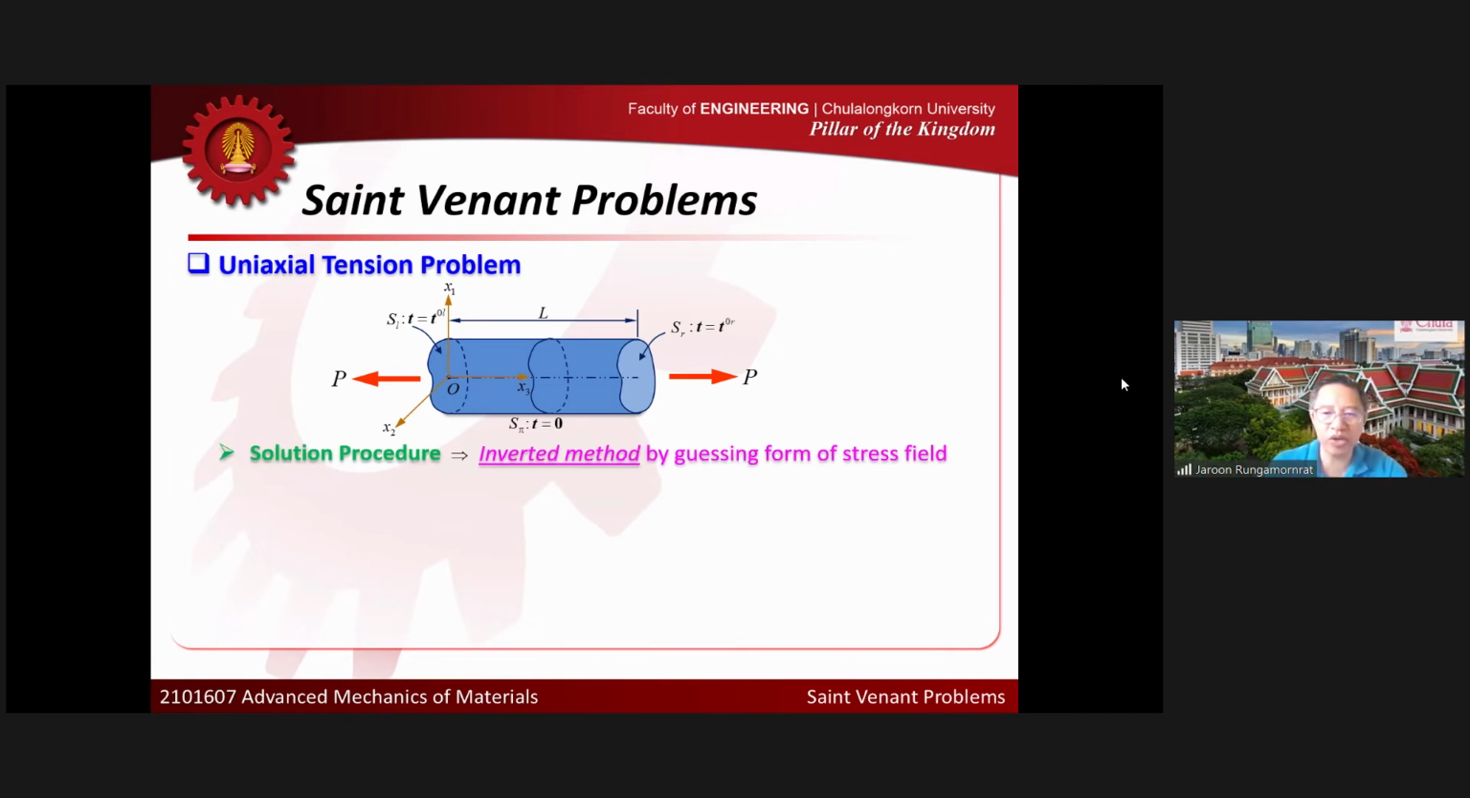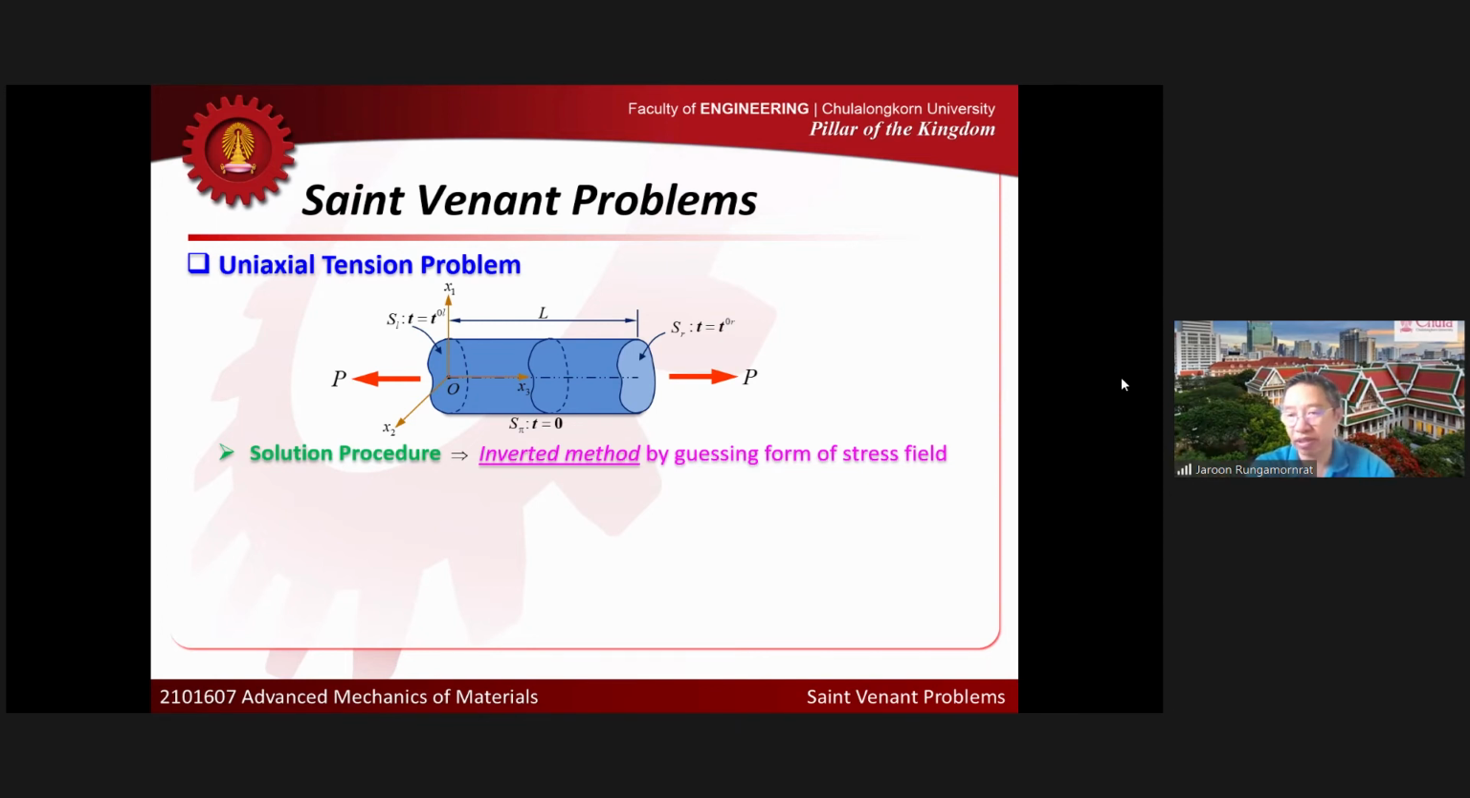So I will guess the solution, okay? So I will guess the stress field, okay? Because it's quite simple in my opinion. I can use the knowledge from the undergraduate class as the starting point. Okay, you may go back and try to solve this problem by guessing the displacement field. That is one way that you can do.